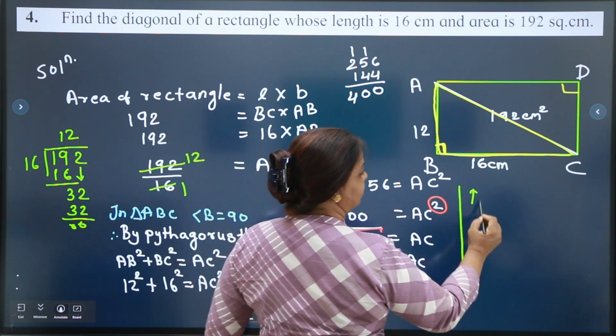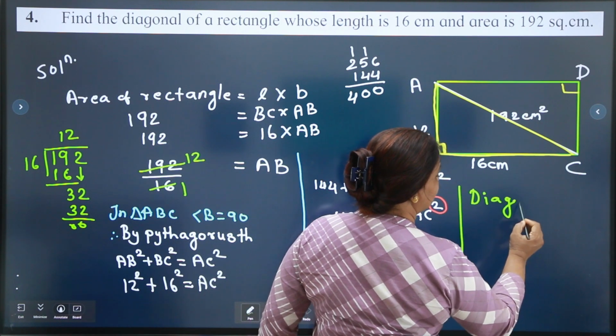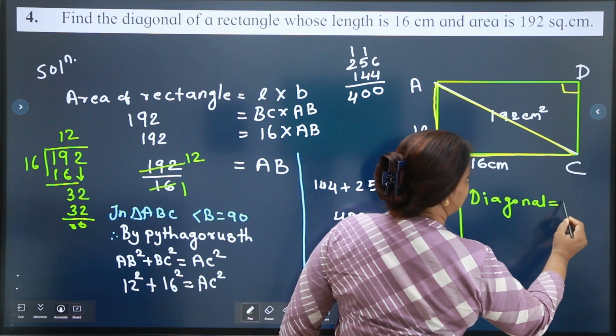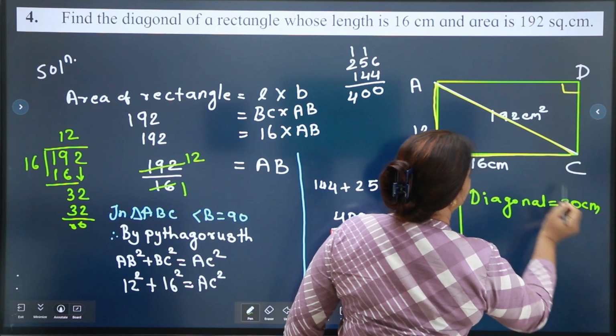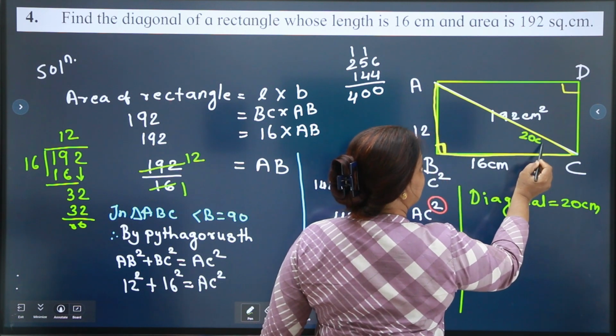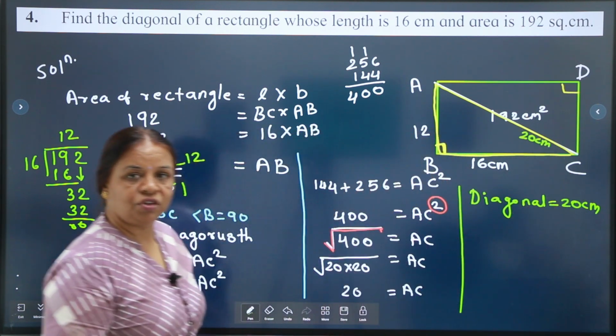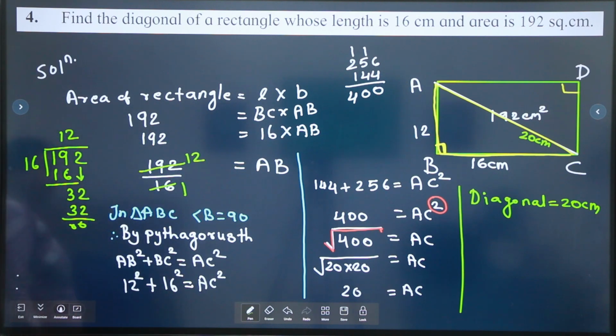Therefore, diagonal is equal to 20 centimeter. So we got diagonal as 20 centimeter. You can pause the video, children, and you can solve the sum.